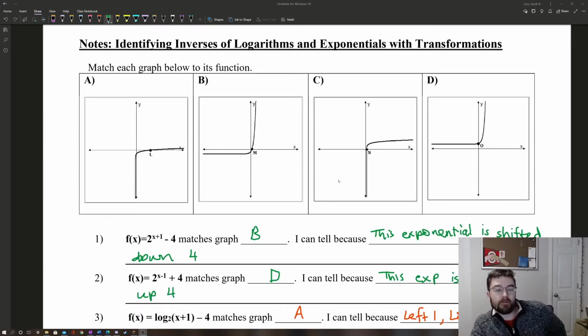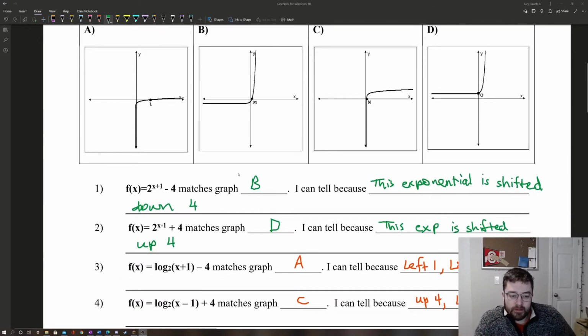All right, how did you do? We're going to look at 1 and 2, and we matched number 1 with B, number 2 with D. The explanation there, I'll admit, is pretty lacking. If you said similar things in your answers, so this exponential function is shifted down 4 because of that -4, and the exponential function for D is shifted up 4, then I would just challenge you to be a little bit more specific.